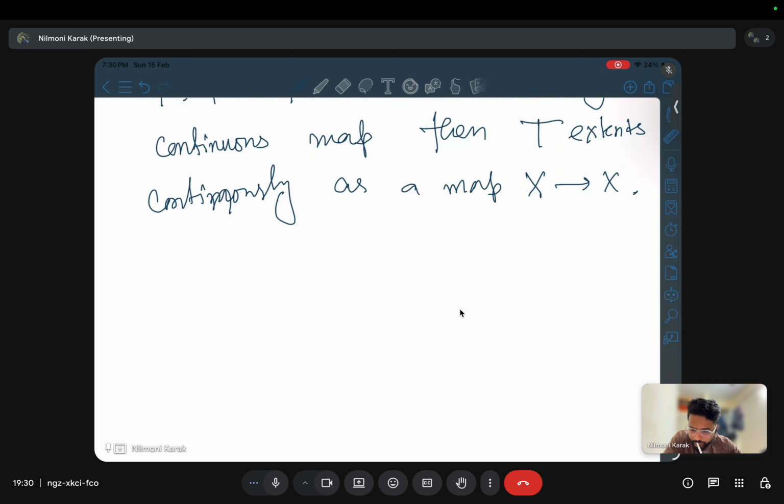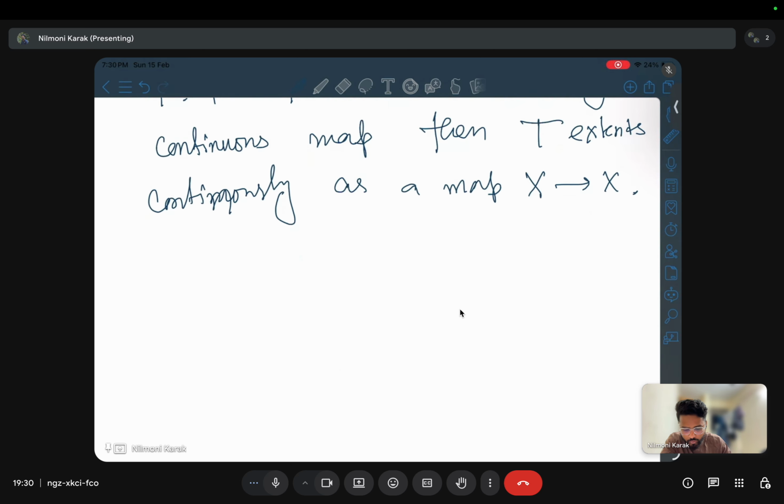Next, the Fourier transform as an operator on L2(R). Using this result, basically we can extend it as a continuous linear map from L2(R) onto itself.